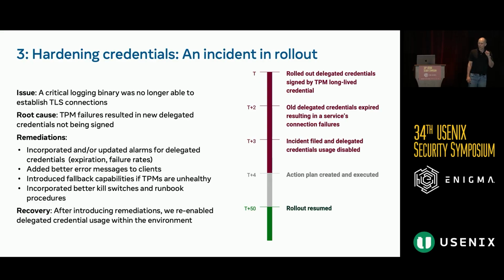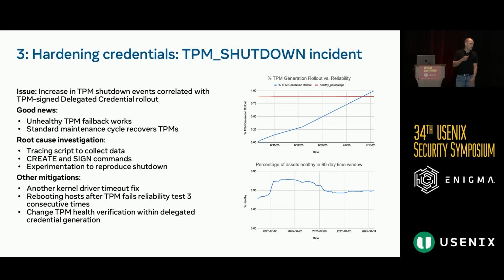This remediation work took about 50 days, and then we resumed our delegated credential usage without having them being TPM signed. Things looked good. We were back to 51% of usage. Things were great. We had all these remediations in place, and we started to roll out TPM signed delegated credentials again in June. As it turned out, we experienced another issue. TPM shutdowns became more prevalent as we started increasing usage of TPM signed delegated credentials.